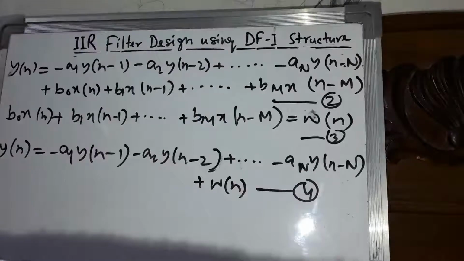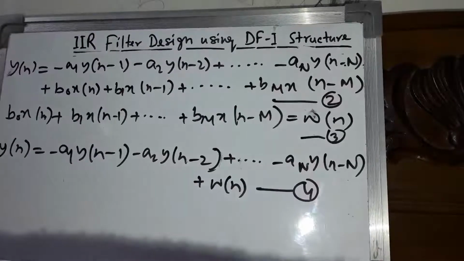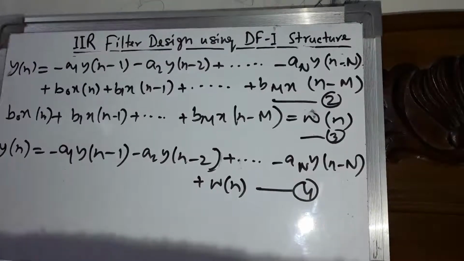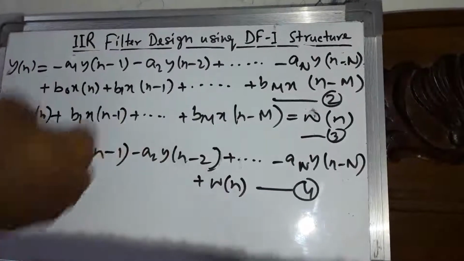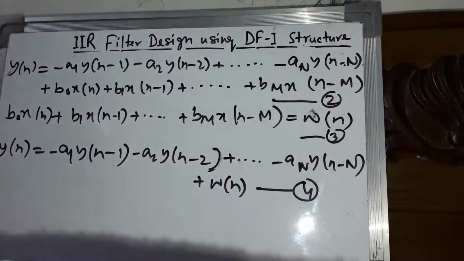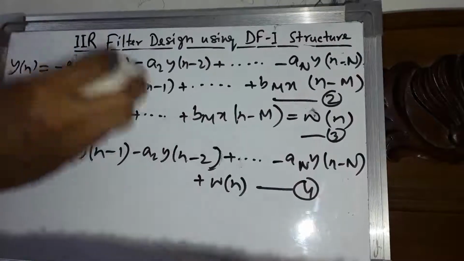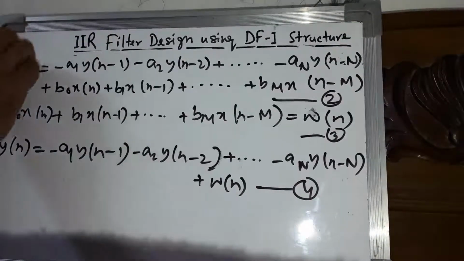We have got here 4 equations. Now out of 4 equations, the last 2 equations will be used in realizing our structure. So do remember that we are taking equation number 3 and equation number 4 for realizing the structure. Now accordingly, what will be the structure? Try to understand. Here I need some space.